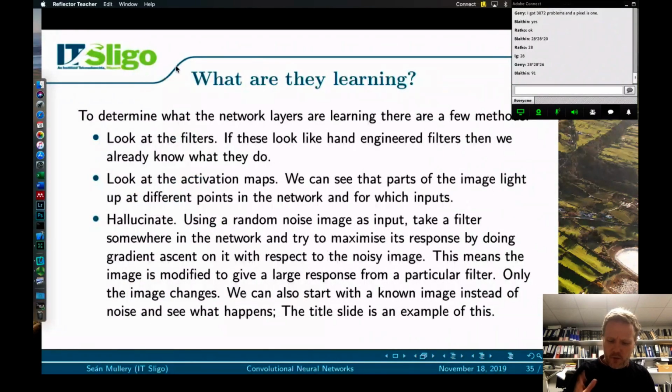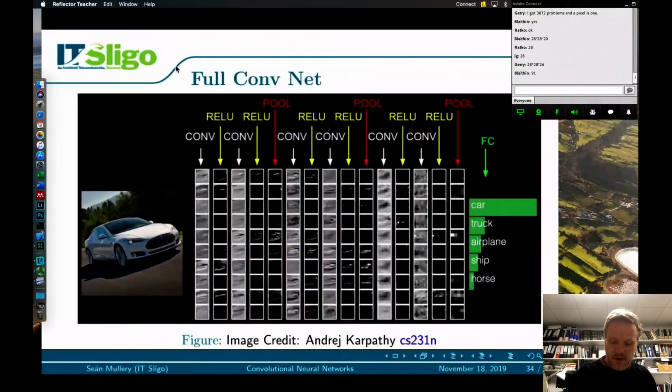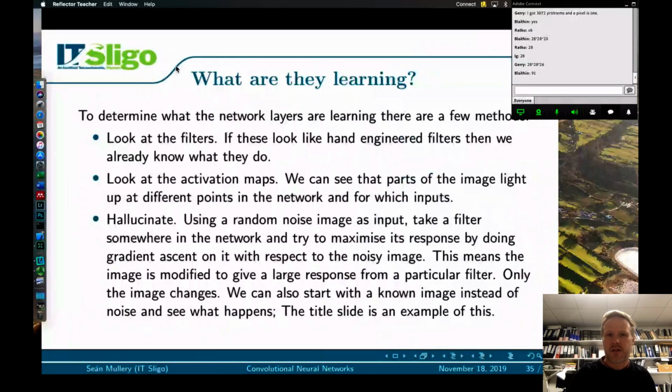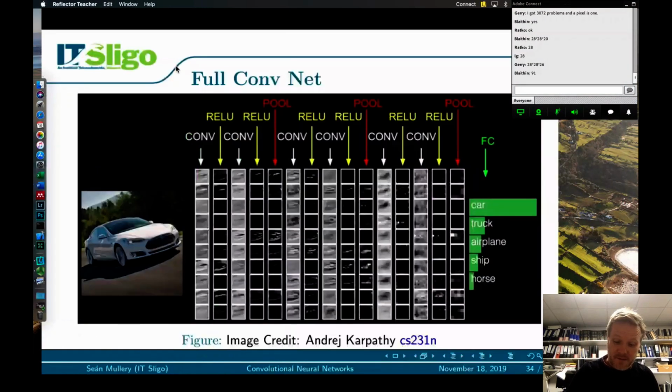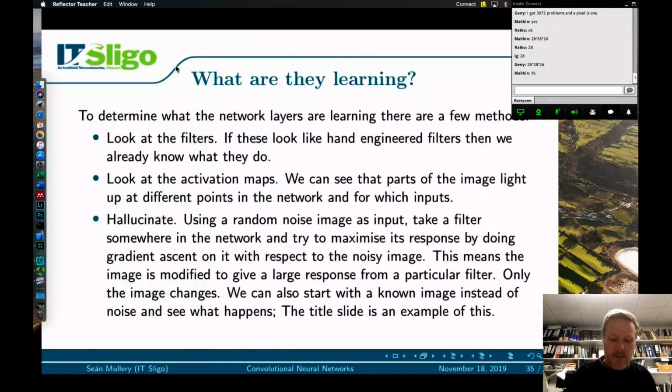So to determine what the network layers are learning, there are a few methods. We can look at the filters. Now we're looking at the activation maps here, not at the filters, but we can look at the filters. If these look like hand-engineered filters from the literature, then we already know what they do, and therefore we can figure out what they've learned. Maybe they've learned edges or they've learned something else. We can look at the activation maps, and that's what we're looking at here. And we can see what parts of the images light up at different points in the network and for which inputs.